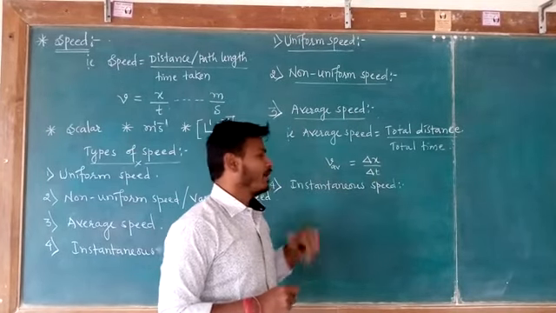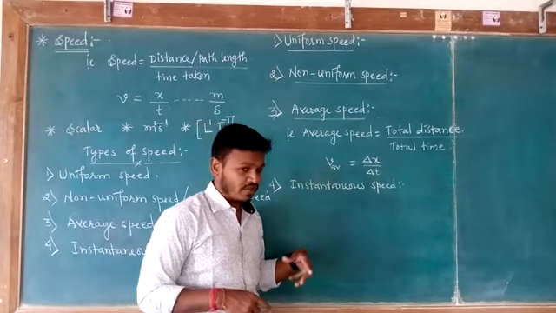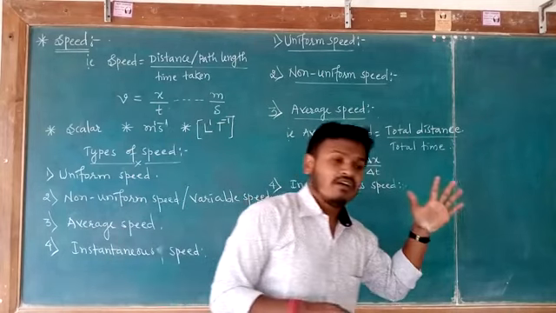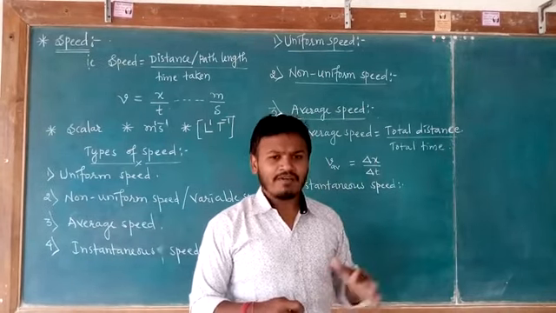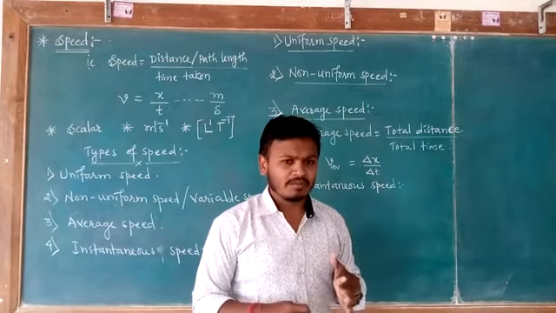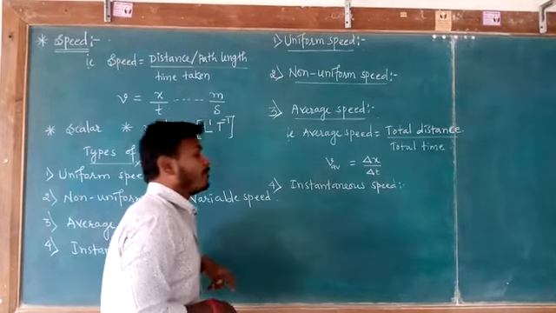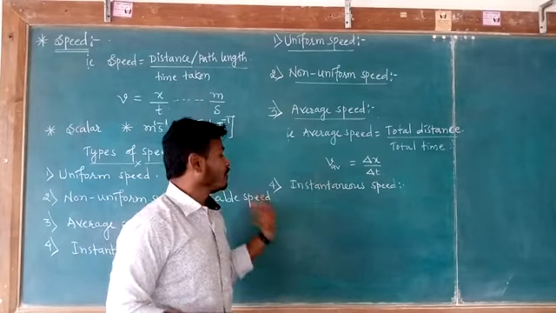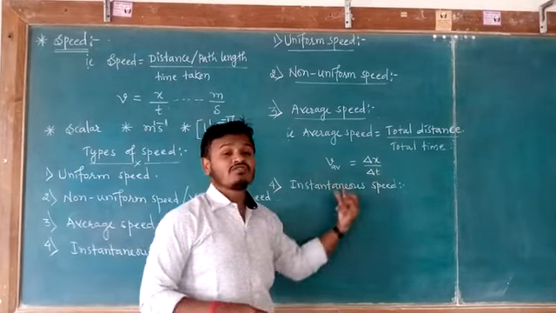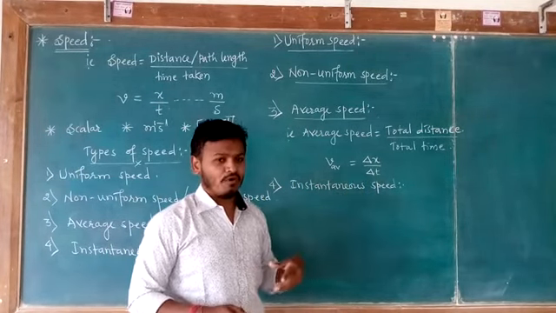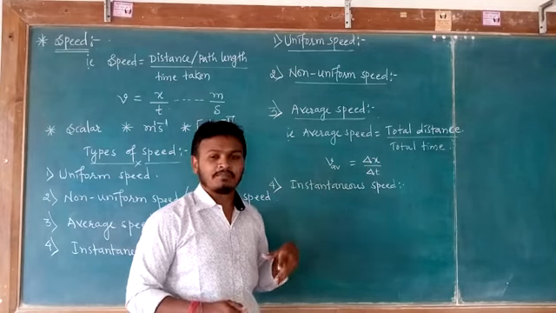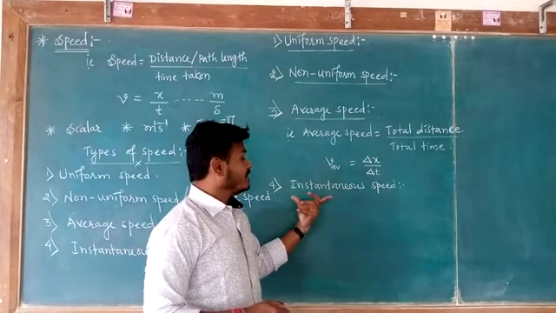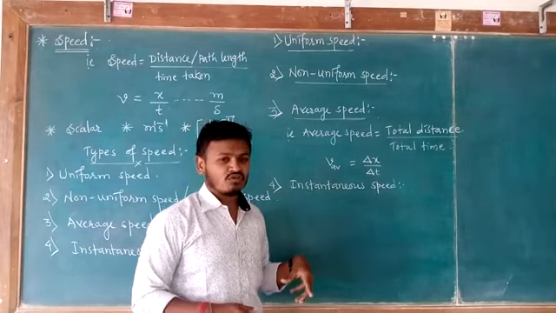Instantaneous speed can be understood with the help of a specific definition. When a body is moving with a variable speed, a non-uniform speed, then the speed of the body at a particular instant of time is known as instantaneous speed. In other words, the time rate of change of distance covered by a body is known as the instantaneous speed of a body.